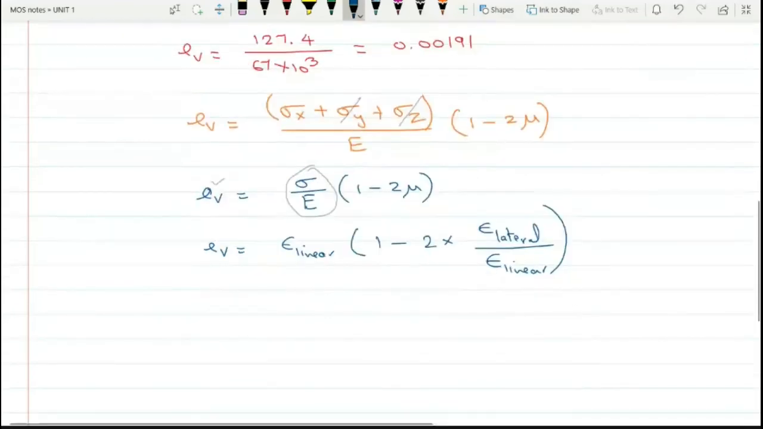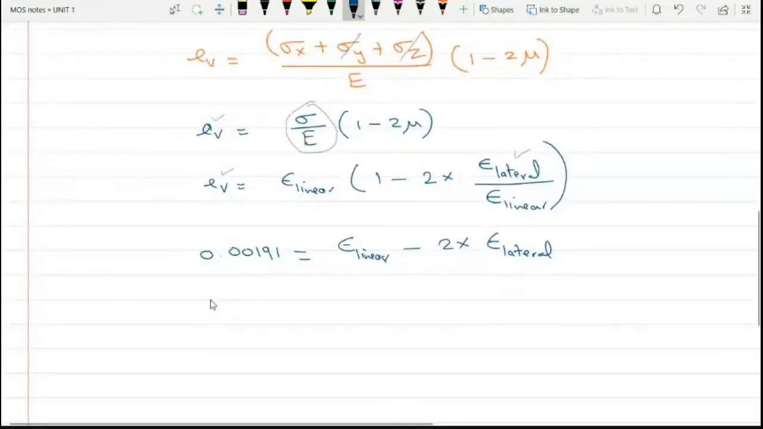So now what are the data available here? EV is known. You know what is the value of EV, and you know what is lateral strain. All are in terms of linear strain, so it is easy for me to identify this. So I can substitute it accordingly. 0.00191 is equal to, bringing this inside, strain linear minus, and when I multiply this, linear gets cancelled, 2 into strain lateral.